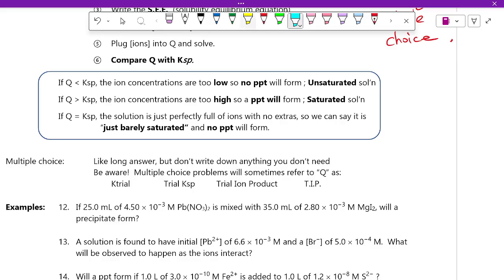KQ can be called K-trial. It can be called trial KSP. It can be called the trial ion product, or it can be called the TIP, which stands for trial ion product. Just watch out for all of those. If it sounds weird, it's probably just a Q. Okay, yeah. See if you can recognize these as will a precipitate form Q questions.